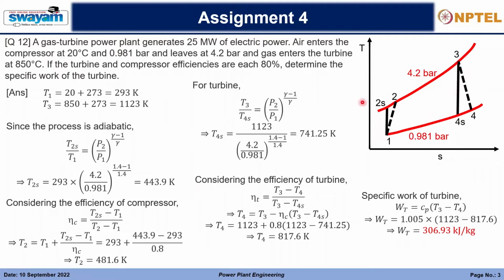being asked, not the specific work of the entire gas turbine power plant. If we needed to calculate the entire specific work, then we would have to consider the work done to run the compressor, and subtract this amount of work from the turbine work. By that we can calculate the specific work of the gas turbine power plant as a whole. But now the specific work of the turbine is Cp into T3 minus T4, that temperature difference, and that is equal to 306.93 kilojoule per kg. Even if you have calculated it using 10 degrees Celsius, I do not think your answer would deviate much from this value. So that was question number 12.